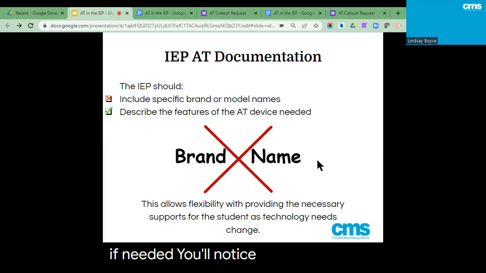You'll notice during all of those examples, a brand name was not mentioned. Instead, the features of what the student needs was described. This is for two reasons. Basically, because technology is forever changing, and so are student needs. This allows flexibility in making sure that the student is provided the most beneficial supports.